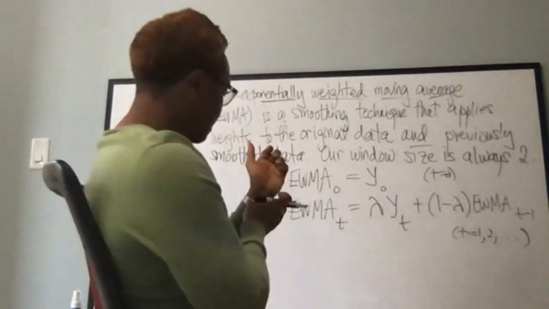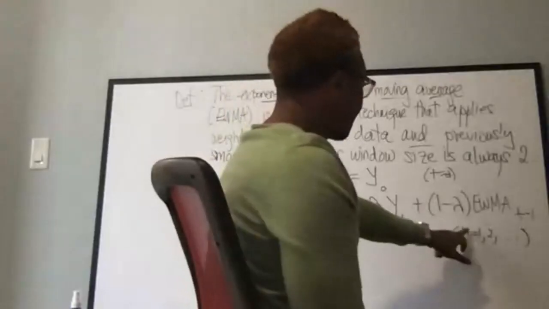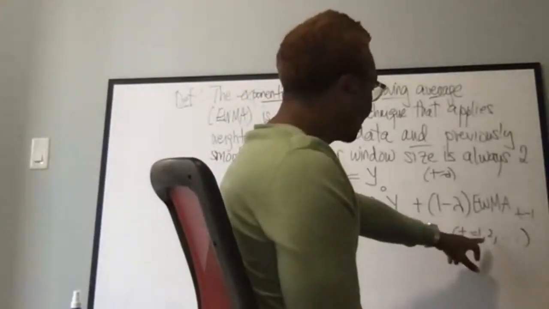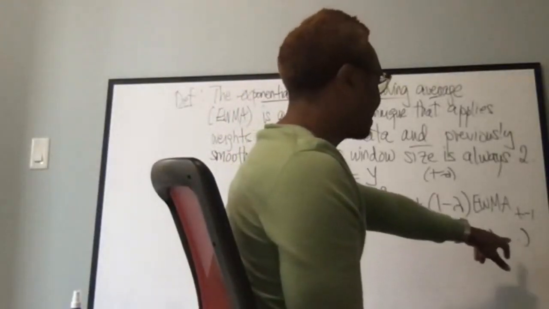Yes. Can you say again what that says in parentheses under EWMA on the right? Yeah, so this is t equals 1, comma, 2, comma, dot, dot, dot.